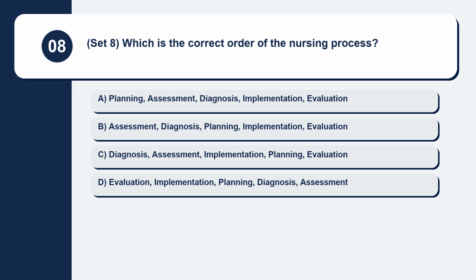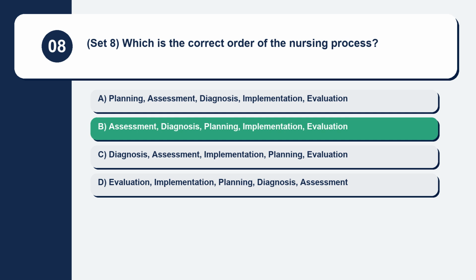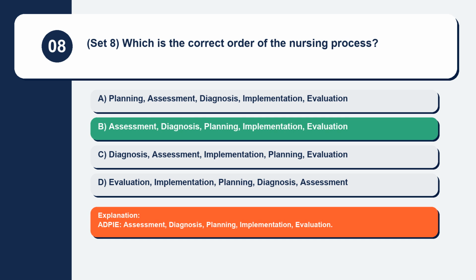Question 8. Set 8. Which is the correct order of the nursing process? Planning, assessment, diagnosis, implementation, evaluation. Assessment, diagnosis, planning, implementation, evaluation. Diagnosis, assessment, implementation, planning, evaluation. Evaluation, implementation, planning, diagnosis, assessment. ADPIE: assessment, diagnosis, planning, implementation, evaluation.